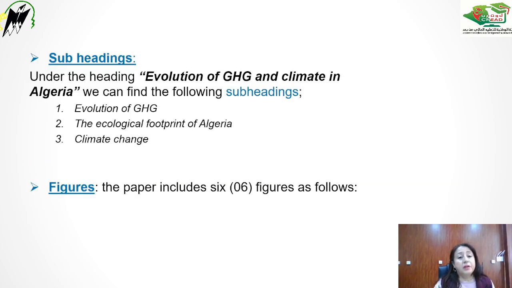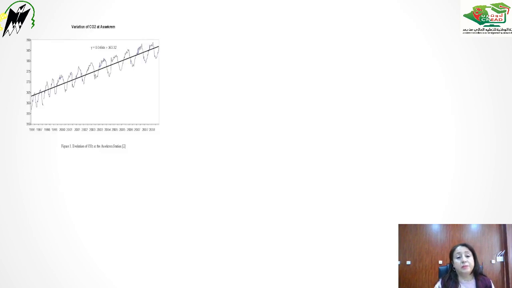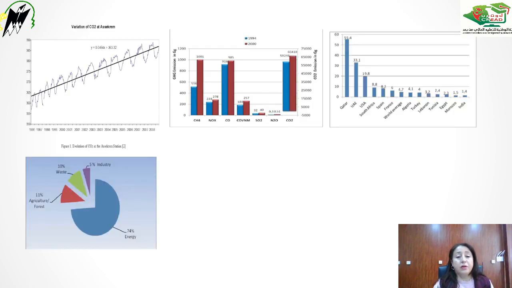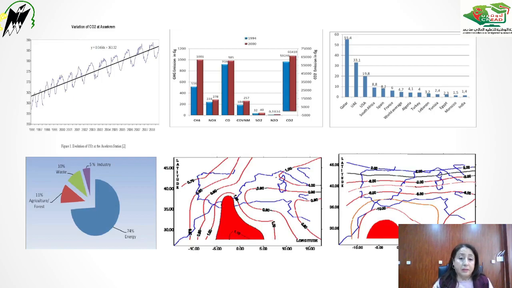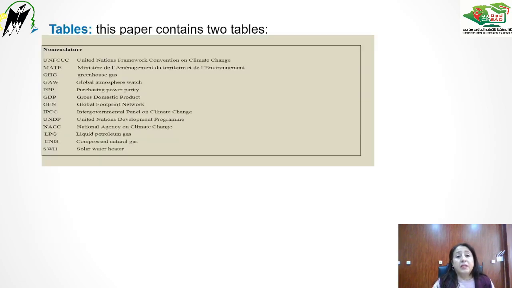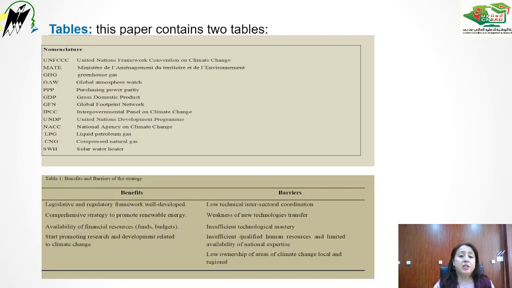Subheadings. When we look at the paper, we find the following subheadings. Under the heading of Evolution of GHG and Climate in Algeria, we can find the following subheadings. 1. Evolution of GHG. 2. The ecological footprint of Algeria. 3. Climate change. And we also looked at the figures. The paper includes 6 figures as follows. The first one, second, the third, the fourth, the fifth, and the sixth. In addition to the figures, we have tables. This paper contains 2 tables. The first one is about the nomenclature of the words and concepts used in this paper, and the second one highlights the benefits and the barriers of the strategy adopted by the country.